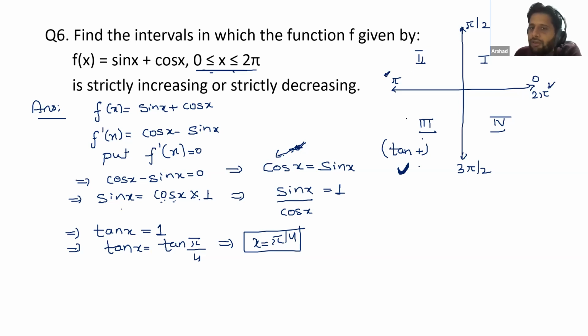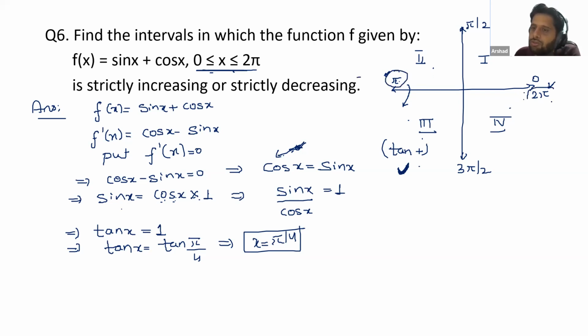For example, here we need the value in the third quadrant, so we will add the angle to pi, because if you add any angle to pi, your angle will shift into the third quadrant. If you need an angle in the second quadrant, subtract that angle from pi. If you need an angle in the fourth quadrant, subtract the angle from 2 pi. So always use pi and 2 pi.